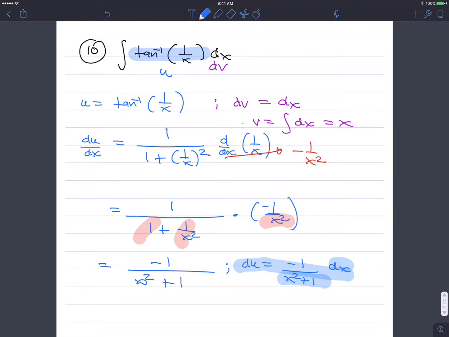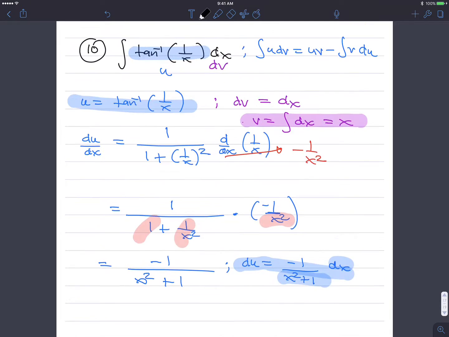Well, let's put this together for IBP, integration by parts. We know that the integral of u dv is uv minus the integral of v du. So let's really focus on this, that my u is inverse tangent of 1 over x, and my v over here is x. So I'm going to multiply u and v, so that's going to be x inverse tangent of 1 over x by IBP.